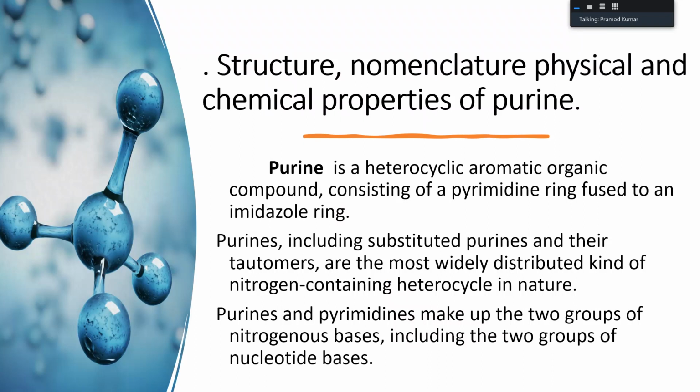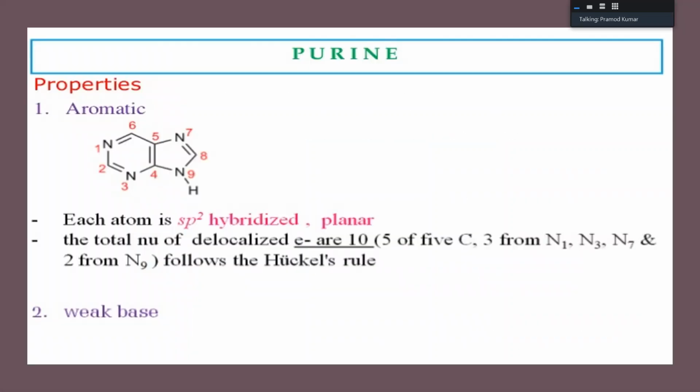Now let's go for purines. Purines contain a pyrimidine ring fused to an imidazole ring. They form the nitrogenous bases of nucleotides, which are part of DNA. So this is the numbering. Numbering is very important in the case of purines. It is 1, 2, 3: first nitrogen, second, third. Fourth, fifth is the junction.